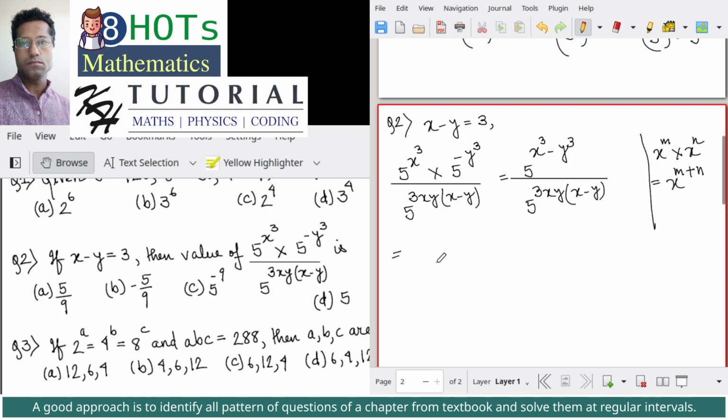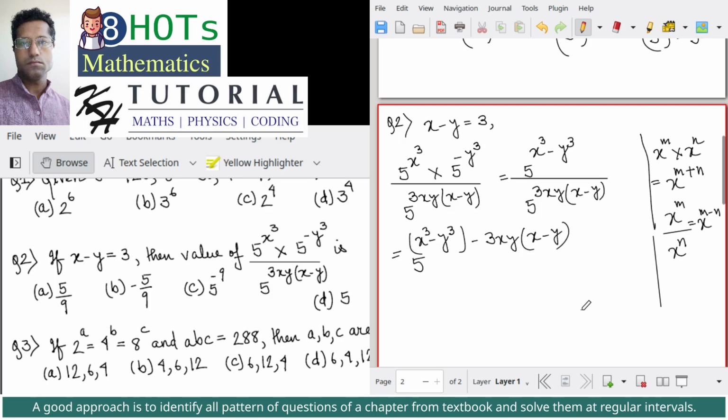Now in the second step I see it is of the form x to the power m divided by x to the power n, and this will be equal to x to the power m minus n. So I will now apply this concept, and after further simplifying, it will be 5 to the power x cube minus y cube, minus 3xy multiplied by x minus y.